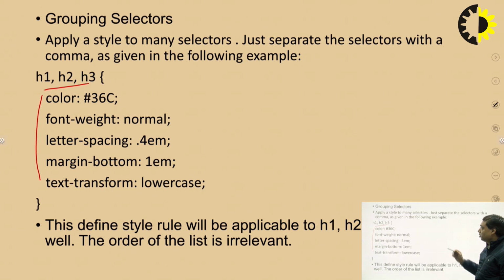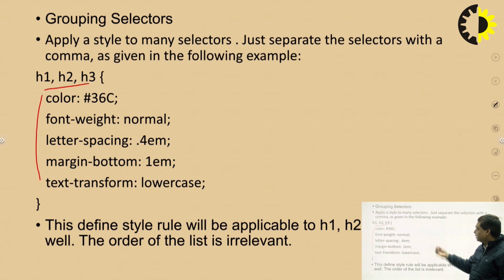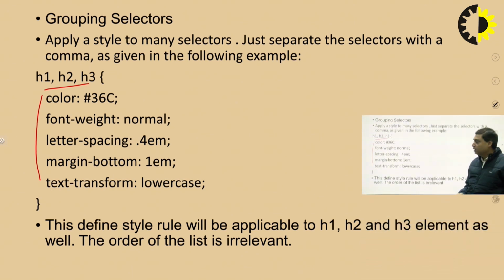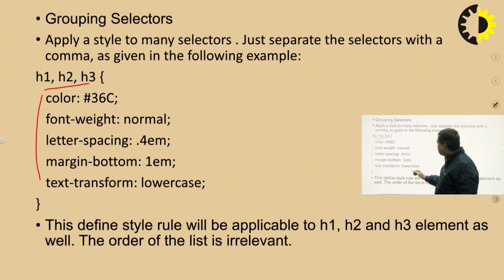Here it is not an attribute selector, it is HTML tags, so we are applying the CSS. It is an example where you can find the difference between an attribute selector and an HTML selector. This is an example of an HTML selector because no attribute is mentioned here. Now we have H1, H2, H3, all three separated by commas. This CSS will be applicable to H1 or H2 and H3, or you can say it is applicable to all of H1, H2 and H3.